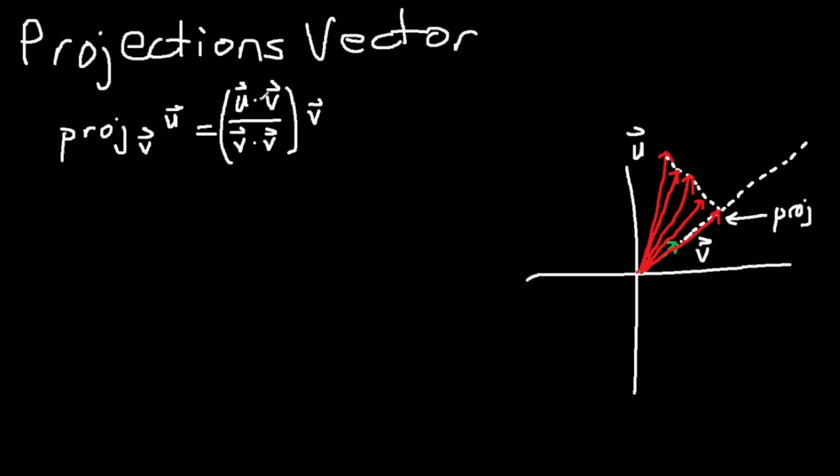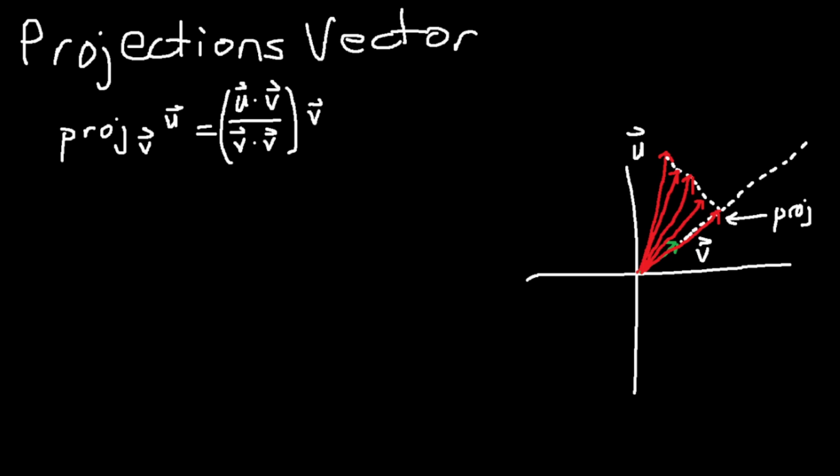So when you find these two dot products, you're going to get real numbers: decimals, fractions. You're going to get some scalar value. That's what it's called. And this scalar value inside of here is going to be multiplied by vector v.